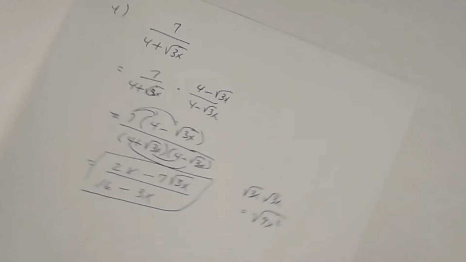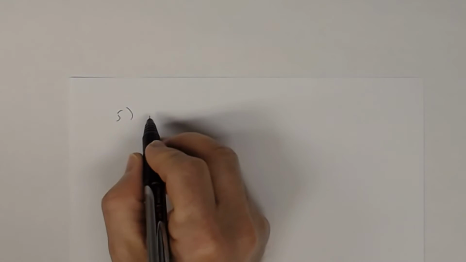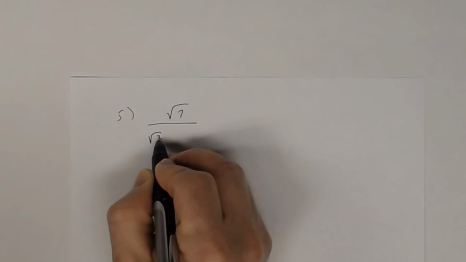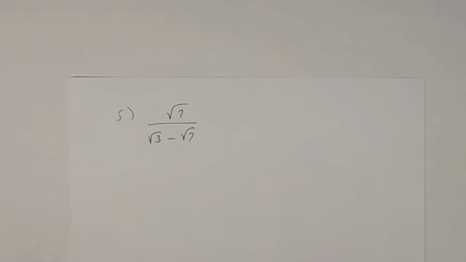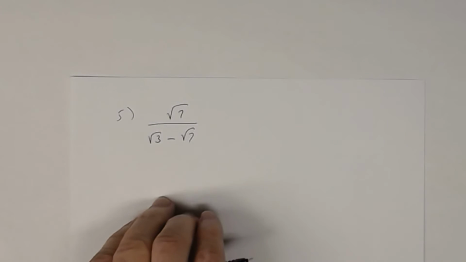So in number 5, let's say you had the square root of 7 divided by the square root of 3 minus the square root of 7. All right, so now we have two terms with square roots. That's okay. We can handle that.